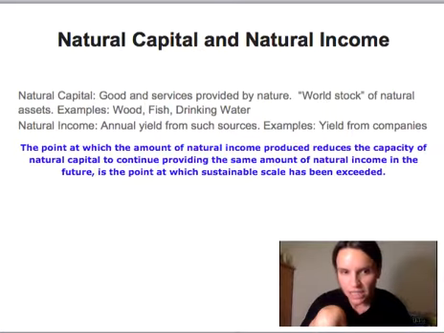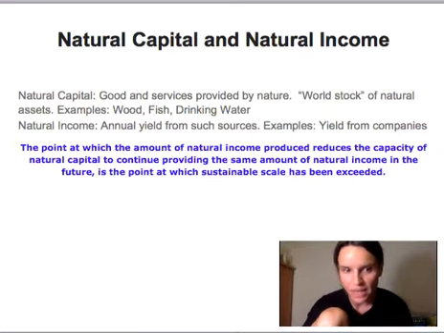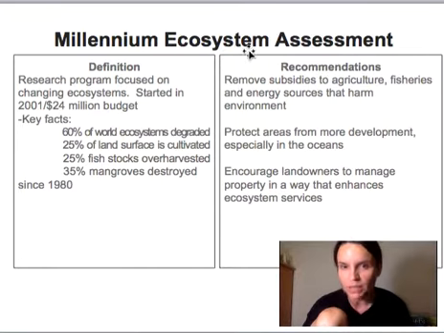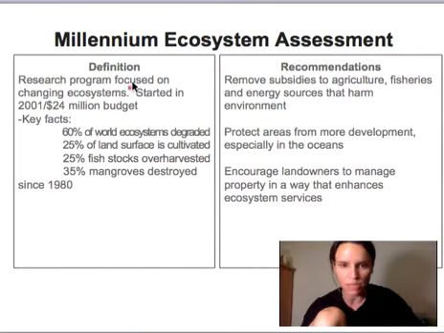We have a tendency to put the capital resources, the capital income, ahead of other ways of measuring natural income. And that has led us into a sort of dangerous situation where we're really drastically overexploiting world resources. And there's been some research done on this. The Millennium Ecosystem Assessment was a research program that focused on what was going on in our world and how ecosystems were changing. It started in 2001, and it dug up some really sad information.